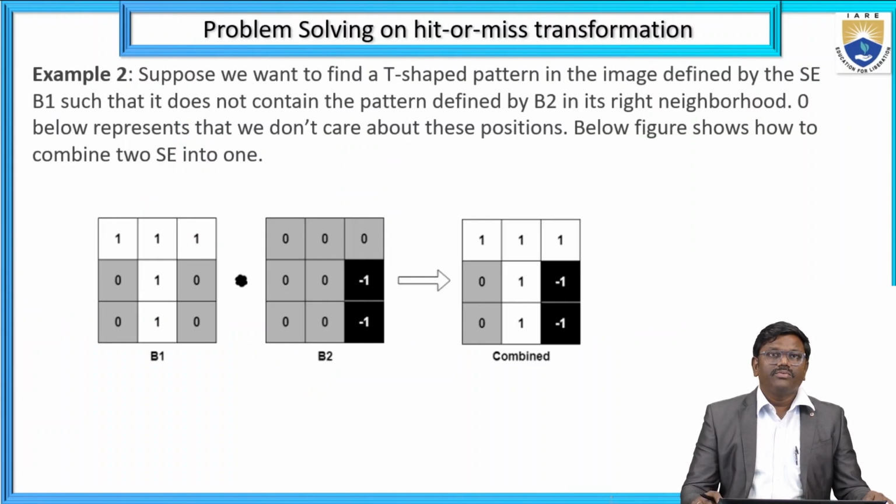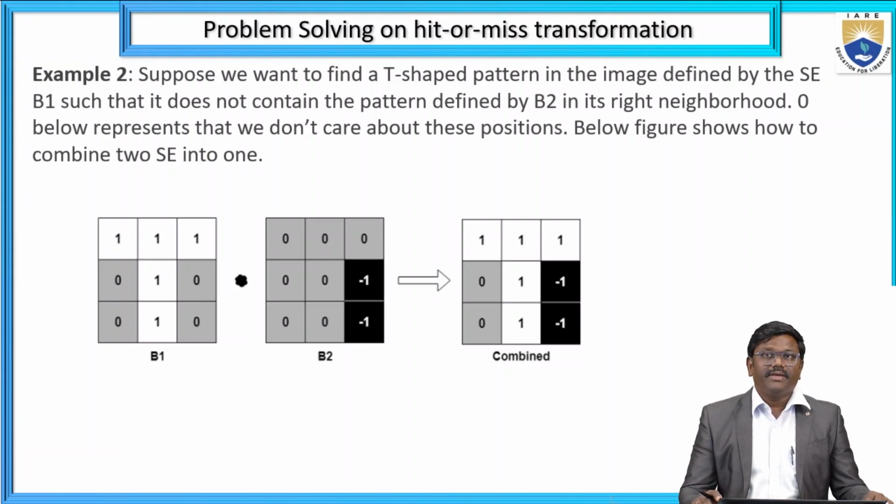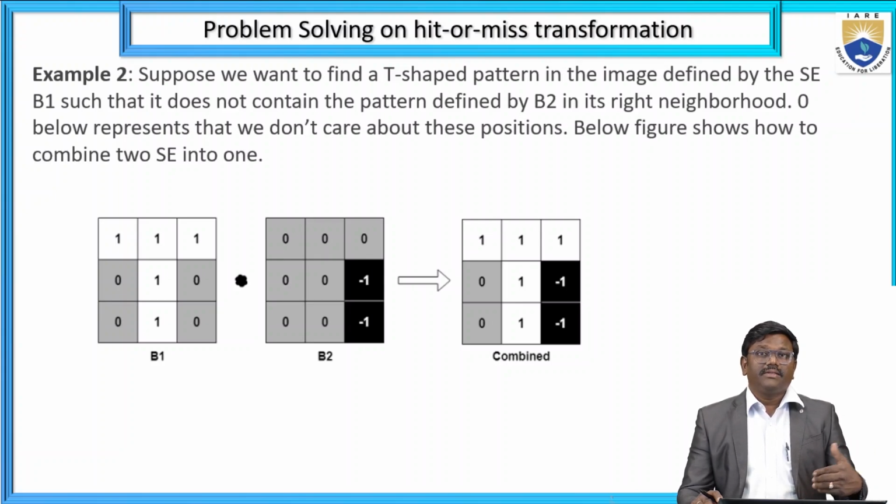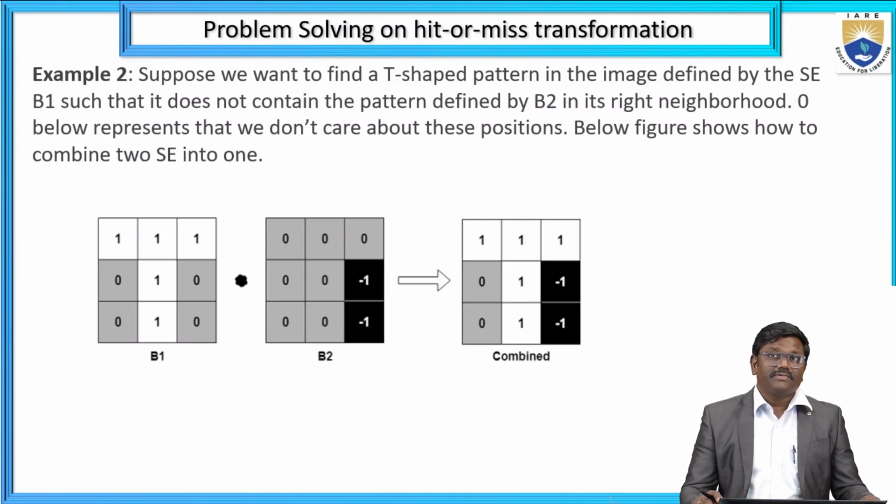So, example 2: suppose we wanted to fit a T-shaped pattern in the image defined by B1, such that it does not contain the pattern defined by B2, its right neighborhood. 0 represents that we don't care about these positions. The figure below shows how to combine the two structuring elements into one.